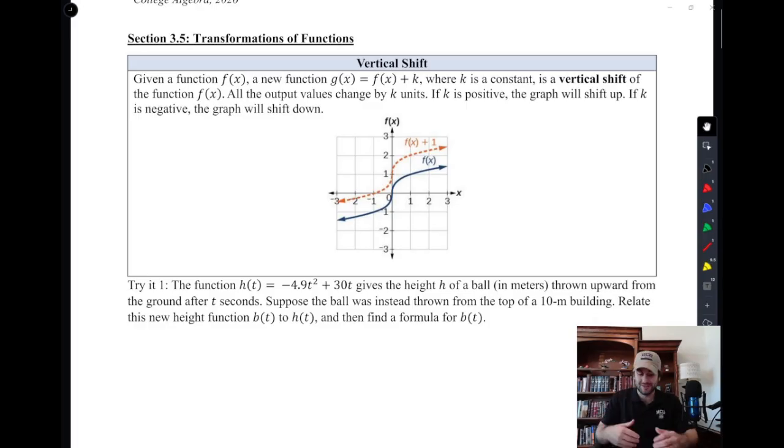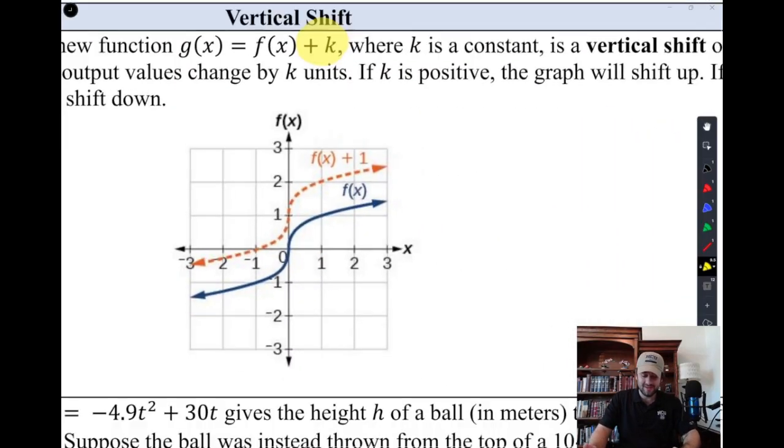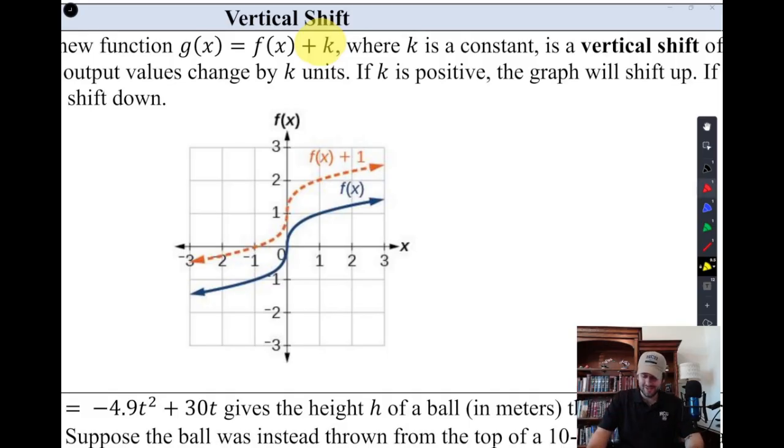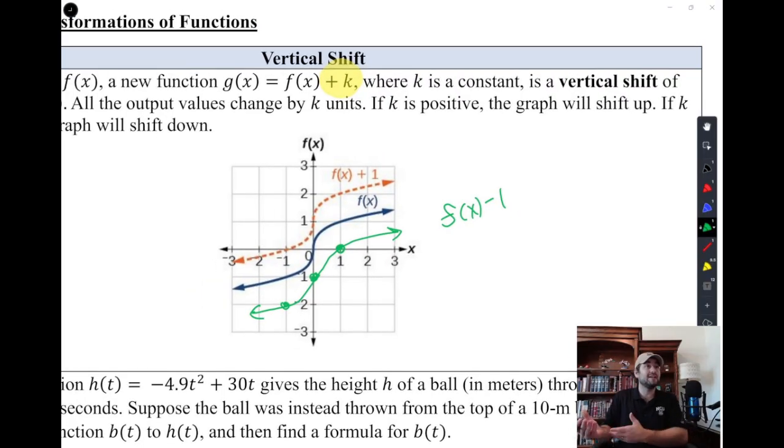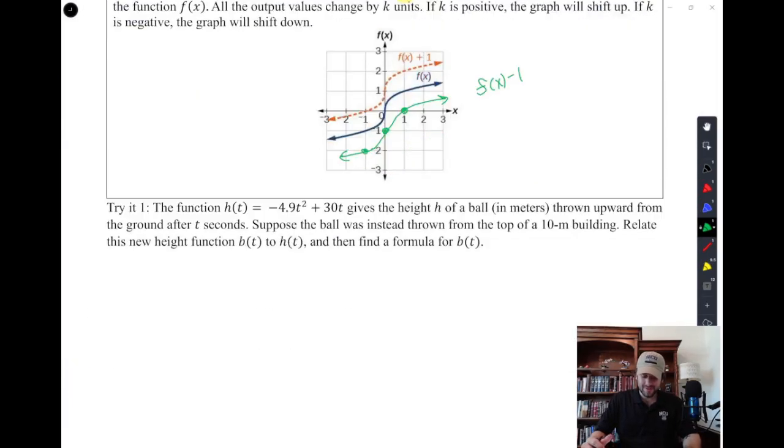So, transformations of functions. We're going to start with the easiest one of all four, which is the vertical shift, where if you see this plus k on the outside of the function, then it just goes up by k. And if you saw minus k, for example, f of x minus 1 on the outside of the function, it would just shift down by 1. So the plus k on the outside is up, and a minus k on the outside would be down. Pretty straightforward.